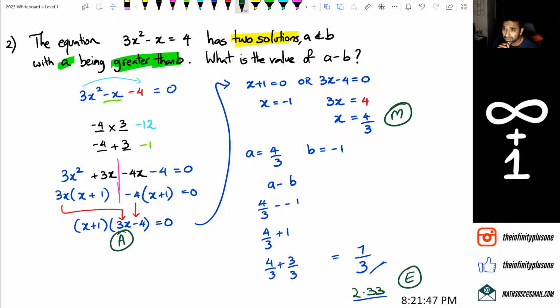Yeah, so a few people are asking about the 3 over 3, because remember, 3 over 3 is just 1, guys. So that's all I've done here. +1 is the same thing as writing 3 divided by 3.